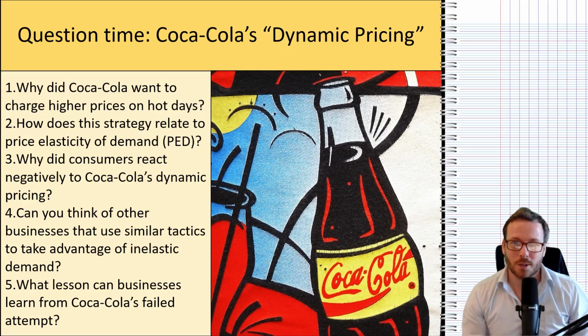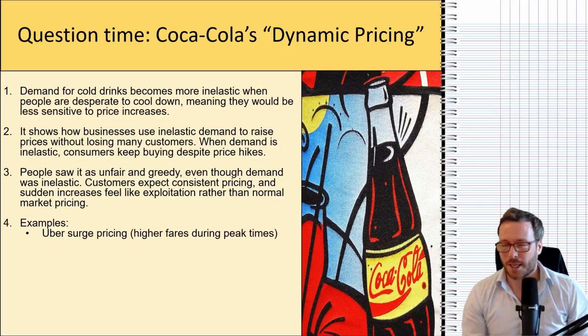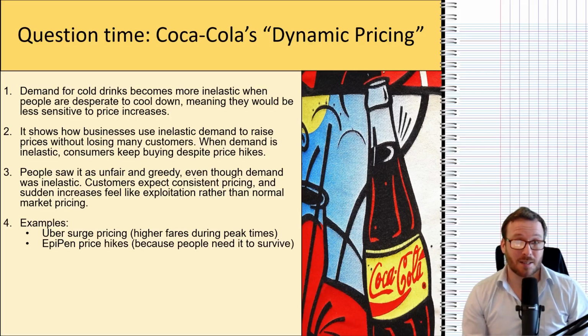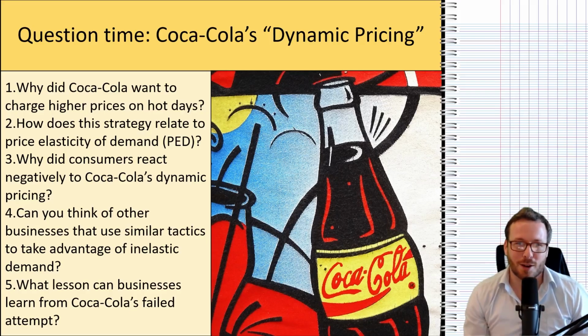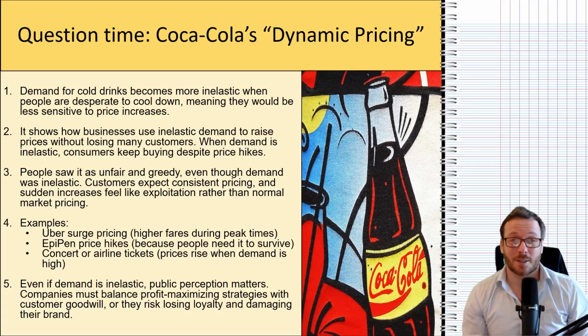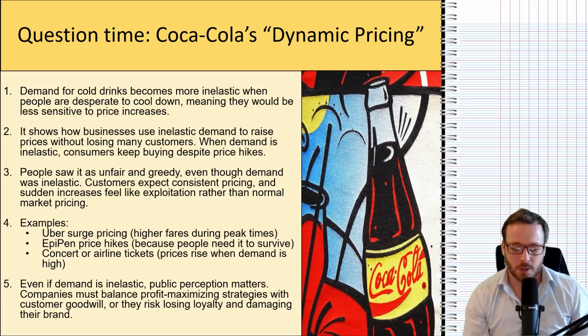Do any other businesses use these tactics for number 4? Of course they do. Think about car parks. Think about Uber during peak hours. Apparently EpiPen even has high price spikes. Concert or airline tickets. You try getting a last minute airline ticket, super pricey. And finally, number 5. What lessons can we learn from Coca-Cola? Don't rip people off. Even if demand is inelastic, the public perception does matter. And it might lead to negative advertising that leads to a lower demand overall and therefore lower profits. So they've got to be careful of their intangible product, which is their brand.